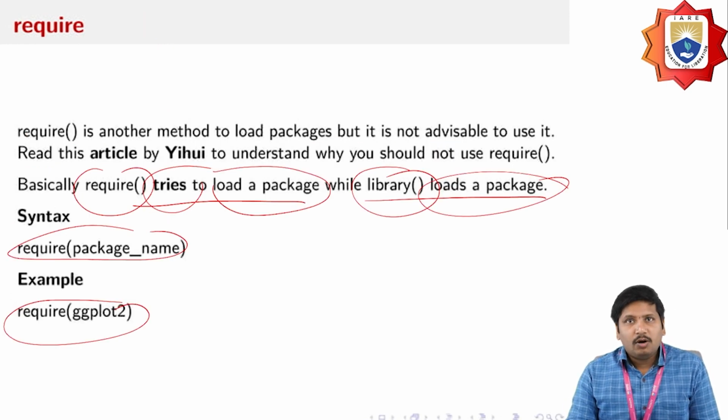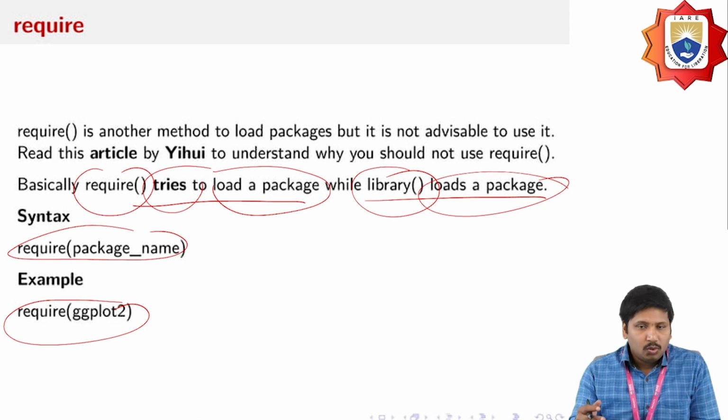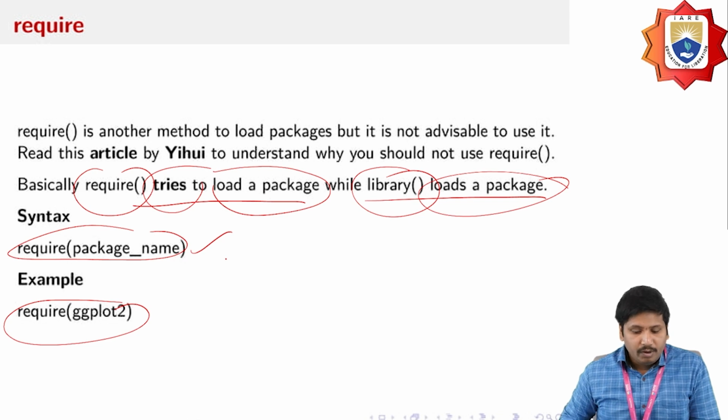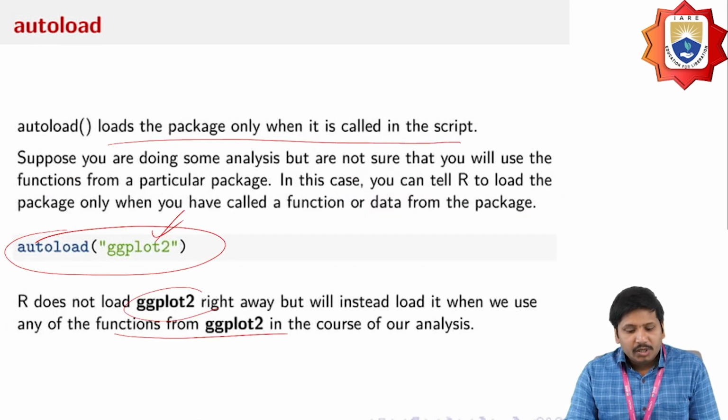The next one is require(). require() is also another method, but it is not advisable. Why? Because require tries to load the package and return a status, whereas library loads the package directly. The syntax for this is require(package name). The next one is the autoload() function. This autoload() function is used to load the package only when it is going to be used in the script. That means autoload for ggplot2 does not load ggplot2 until any of its functions is used in the code.